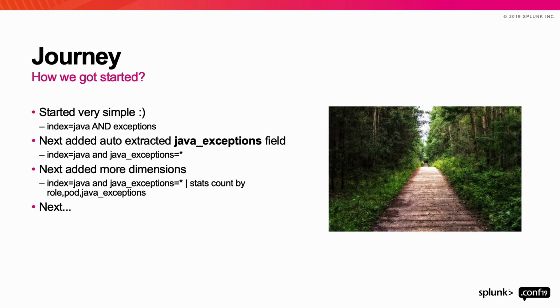Next, we added stats count. We wanted to group our exceptions, so we grouped them by role, which, like Steve mentioned earlier, is our instance groups, and then pod, which are our individual data centers, and then the Java exception type. So at the end of this query, what we got was a list of Java exception type, role, pod, and then the data center where it was happening. It didn't take us that long to create this first basic query.